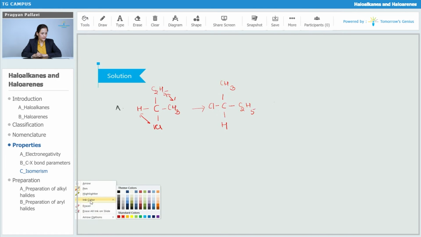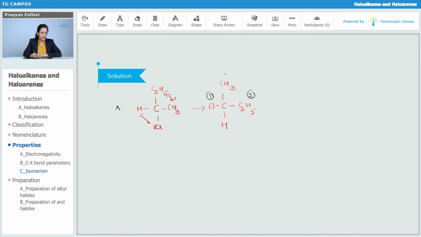If we start counting, the first priority group is chlorine, since the higher atomic weight gets the first priority, so this is 1. Then this will be the second priority group, and this will be the third priority group. So 1, 2 and 3. Now it is in an anti-clockwise direction, so definitely this is the S configuration. Then let's go for the second one, B.